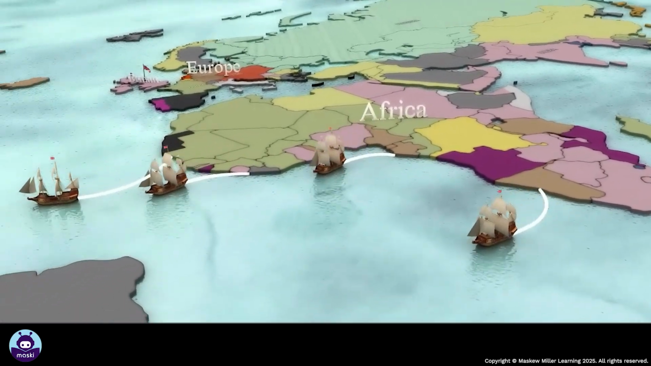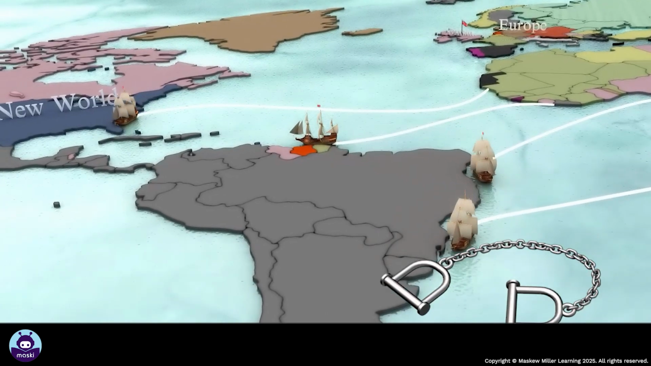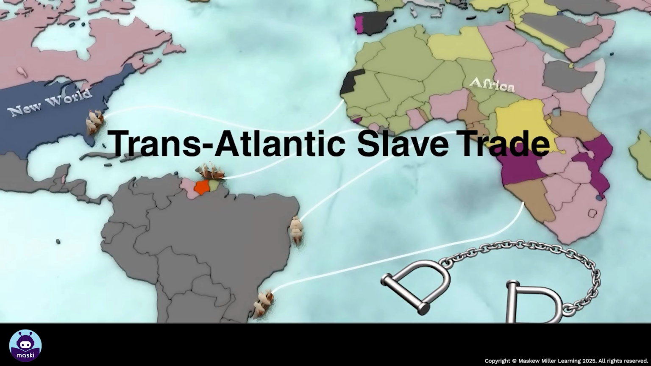Between the mid-16th and the late 18th centuries, millions of people from Africa were transported across the Atlantic and brought to the New World, or the Americas. This came to be known as the transatlantic slave trade.